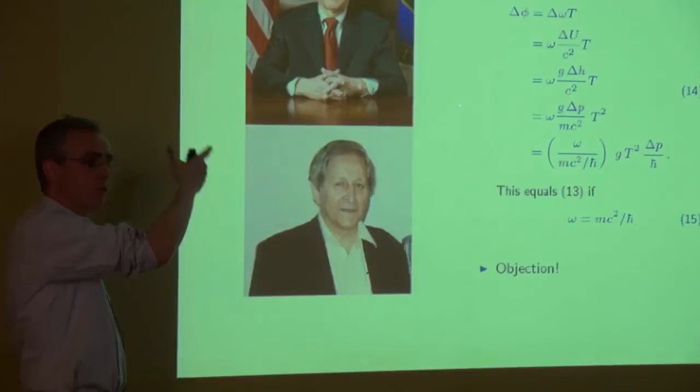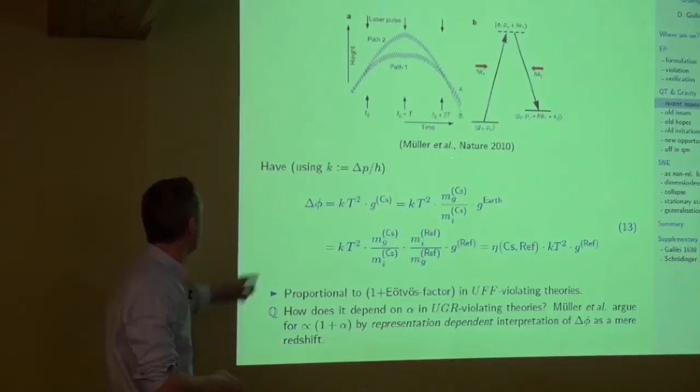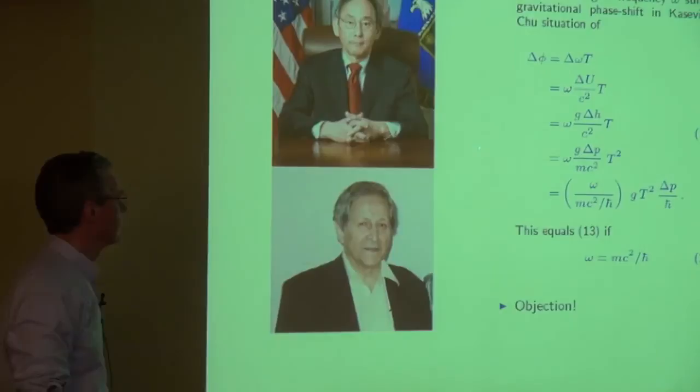And therefore they say, well, it's obvious that this is true. It's a Compton clock. De Broglie told us that. And therefore they say that what has actually been measured here, by this interpretation, is a gravitational redshift. Now, do you believe that argument? Is that a good argument?